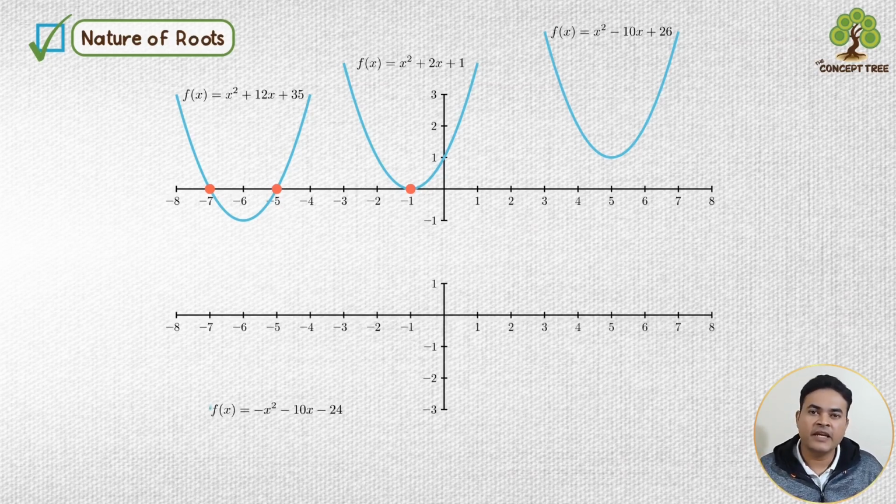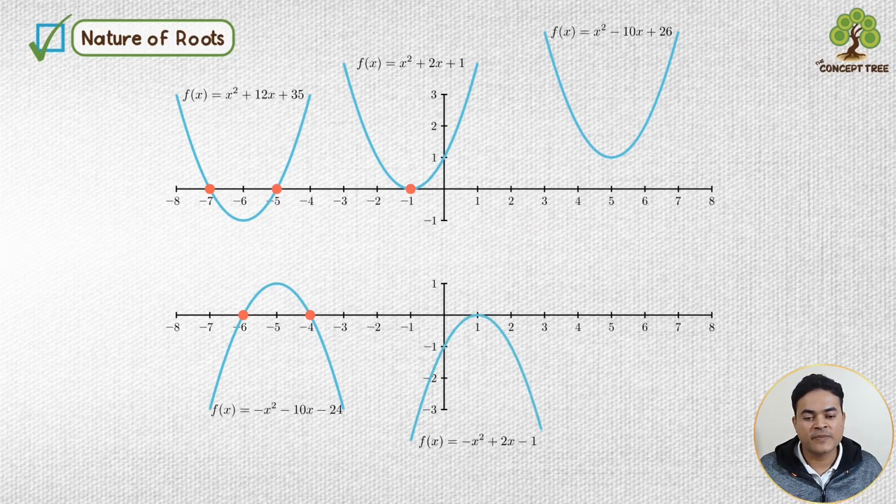Likewise, we can take a few downward parabolas as well. So if we plot −x² − 10x − 24, we see that it cuts the x-axis at 2 points. So it has two distinct real roots. Another graph of −x² + 2x − 1 cuts the x-axis at only 1 point. So it has only one distinct real root.